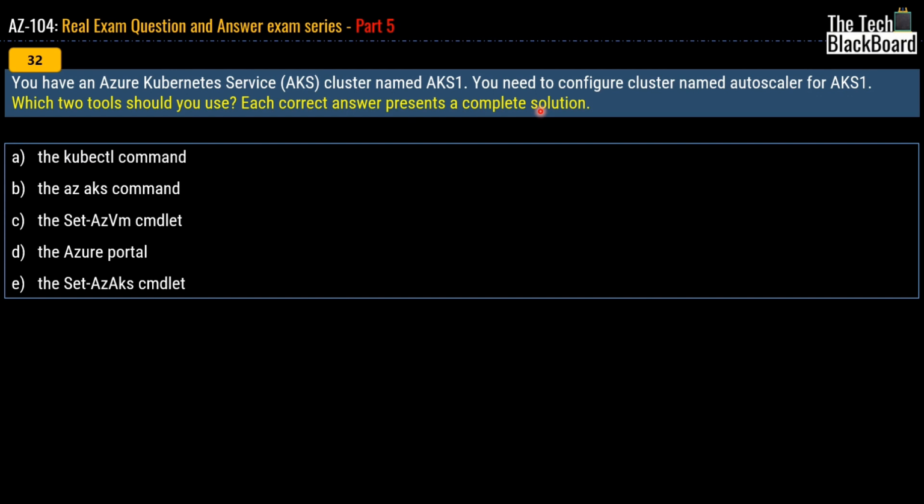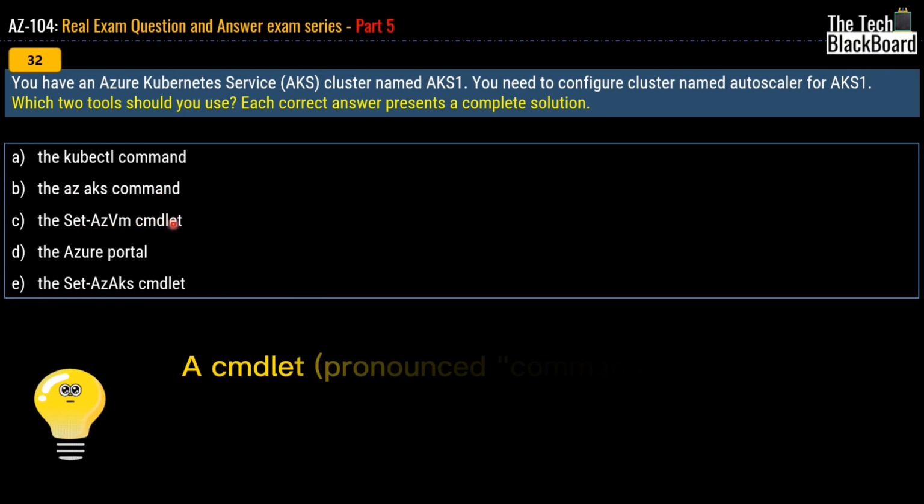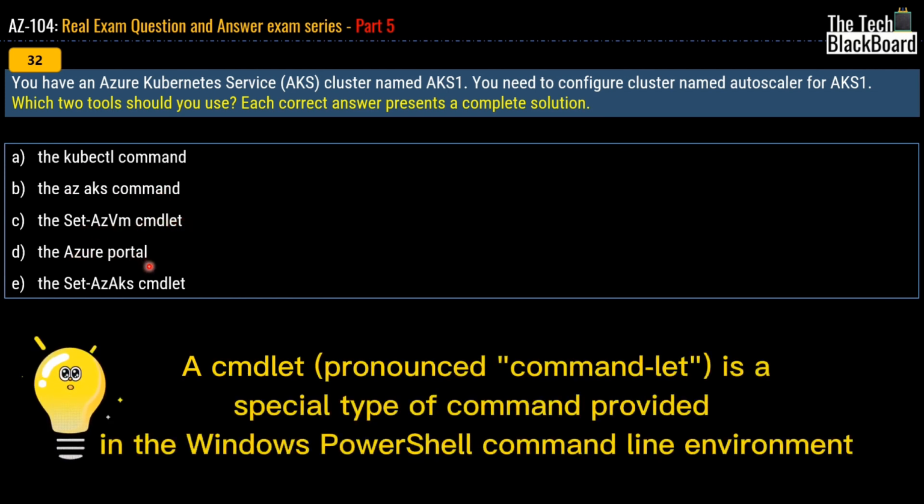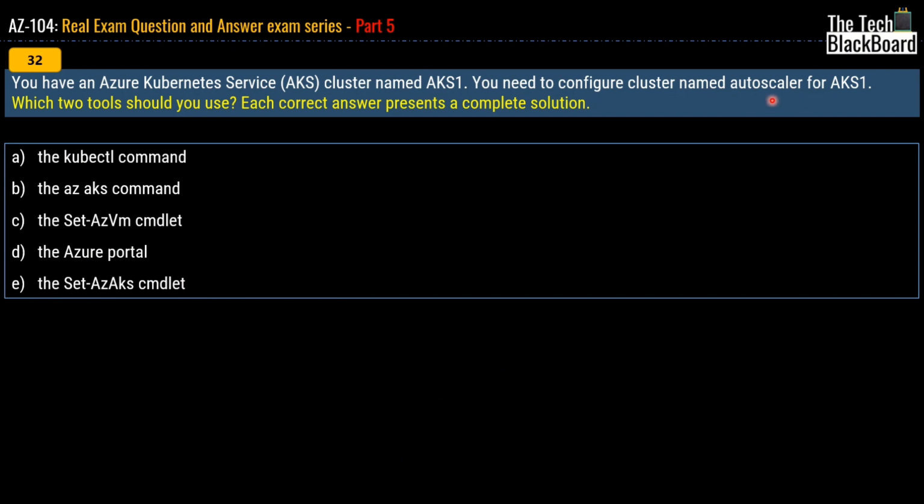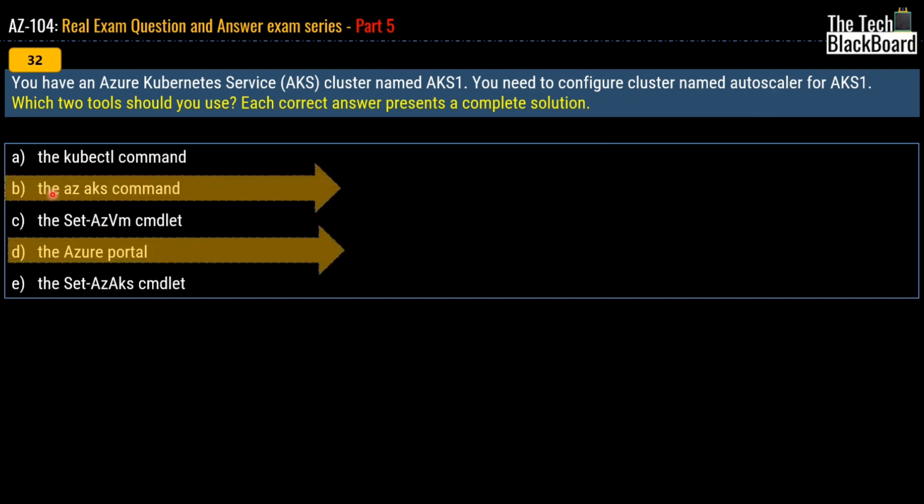So it's very important that you understand that you have to choose two tools, because only then it will make a complete solution. Your options are the kubectl command, the az aks command, the Set-AzVM cmdlet, the Azure portal, or the last option, the Set-AzAks cmdlet. It's very important that you note in the question itself that we are talking about autoscale in AKS, which essentially means that we are talking about nodes. That's the reason the correct answer for this question is option B, the az aks command and the Azure portal.